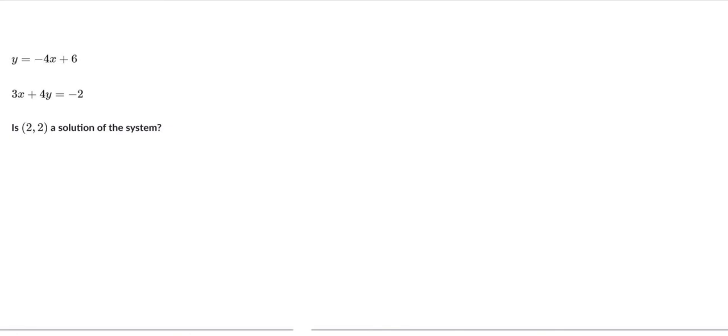Okay, so over here we have two equations, and we're asked if (2, 2) is the solution. So (2, 2) means the first value is the x value, the second value is y. So this is saying when x is 2, y is 2. So we plug it into the equation and we see if it comes out true. So we have y equals negative 4x plus 6.